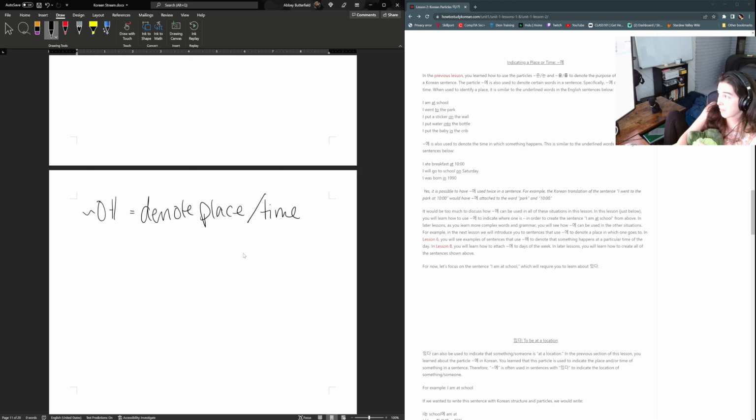It's possible to have e twice in a sentence. For example, Korean translations of the sentence "I went to the park at 10 a.m." would have e attached to the word park and 10 a.m. It would be too much to discuss how e can be used in all these situations in the lesson. In this lesson just below, you will learn how to use e to indicate where one is in order to create sentences. I am at school.